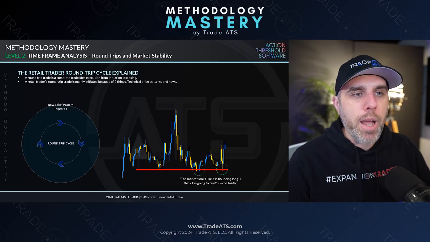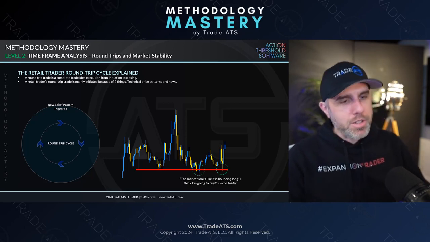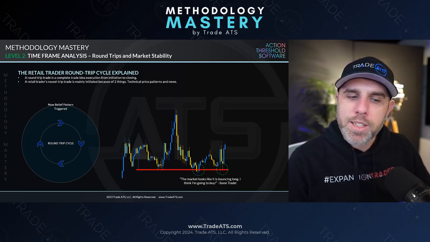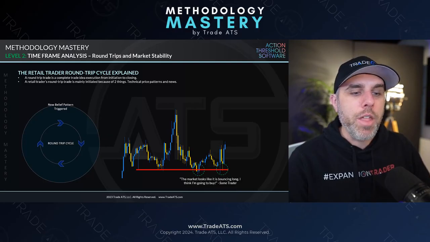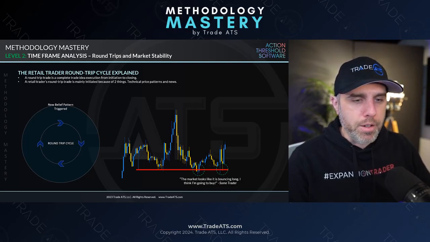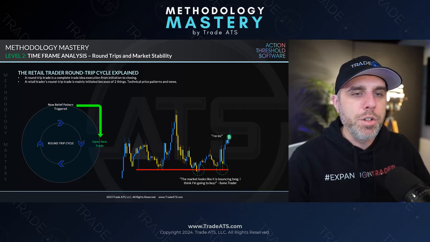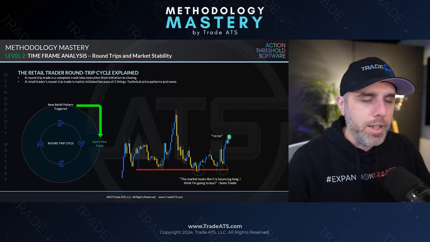So a new belief pattern is triggered. Everything starts from a new reason to buy or sell, right? In this case, looking at the words here, the market looks like it's bouncing long. "I think I'm going to buy," some trader once said, right? So that's enough to trigger a new belief pattern in them. Cool. So they buy. That goes to them actually buying.